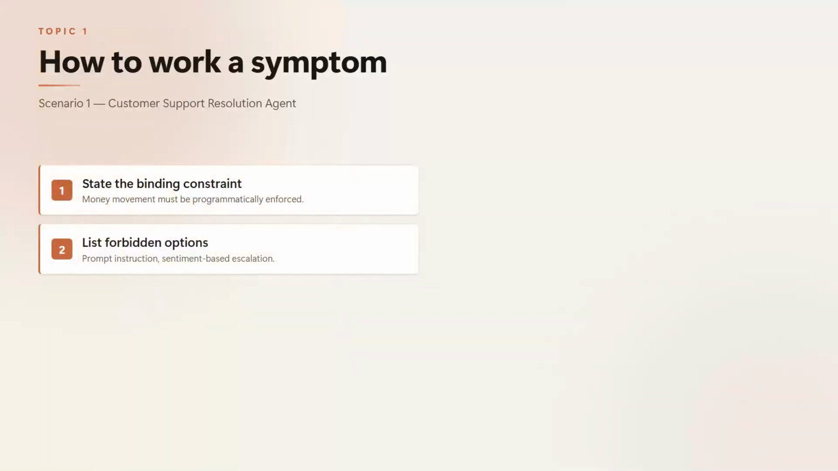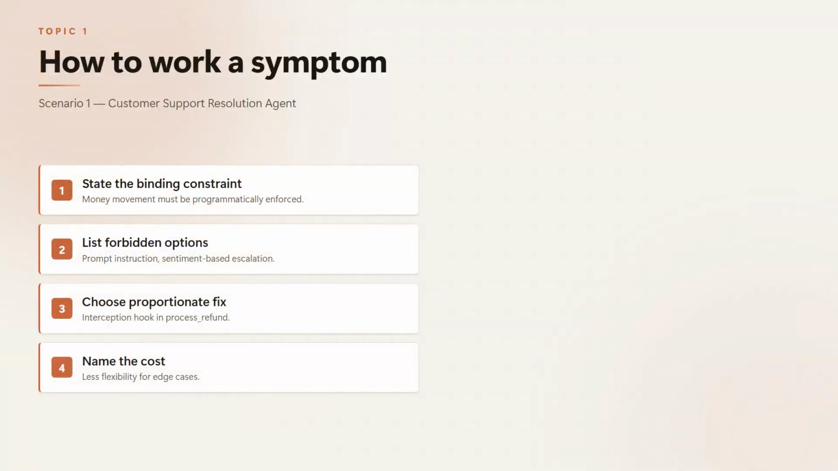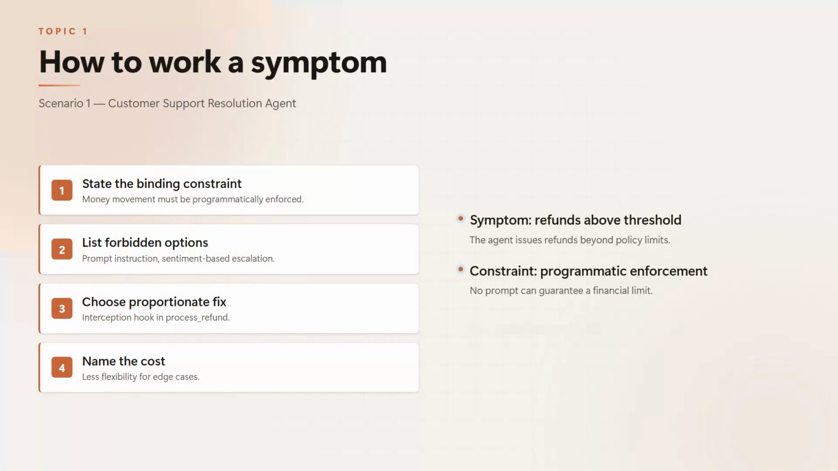Take the symptom where refunds above policy threshold get issued. The binding constraint is that money movement must be programmatically enforced. That immediately rules out adding a prompt instruction. It is the attractive wrong answer because it seems simple, but it loses because a prompt cannot guarantee enforcement. The proportionate fix is an interception hook in process refund that blocks calls exceeding the limit. It costs you the flexibility to handle edge cases without a code change.